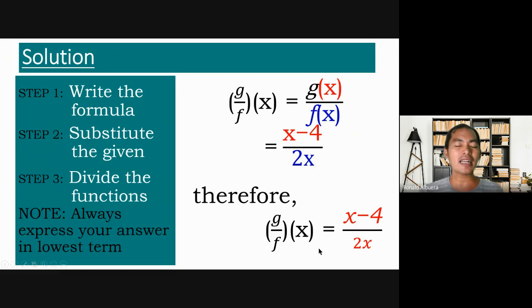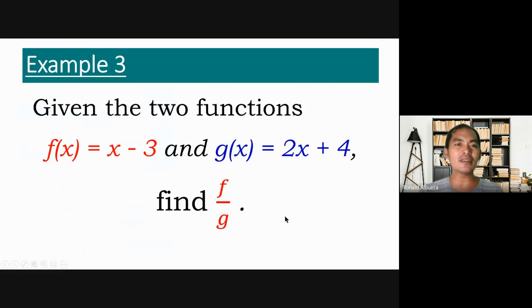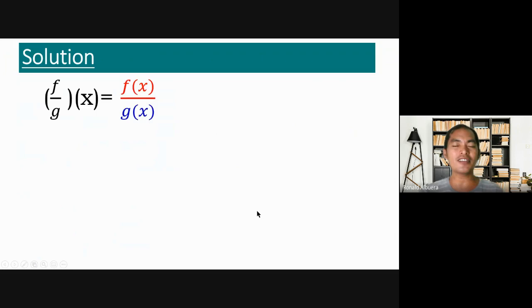Okay. Para malinawan, another example. Halimbawa, given the two functions f of x equals x minus 3 and g of x equals 2x plus 4. Find f over g. Okay, so write first the form f of x over g of x. Then substitute. Our f is x minus 3 over our g is 2x plus 4.